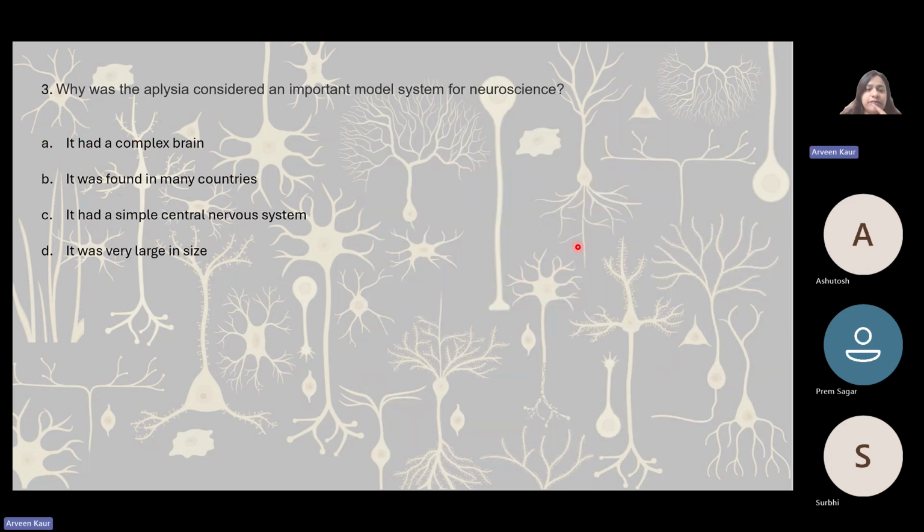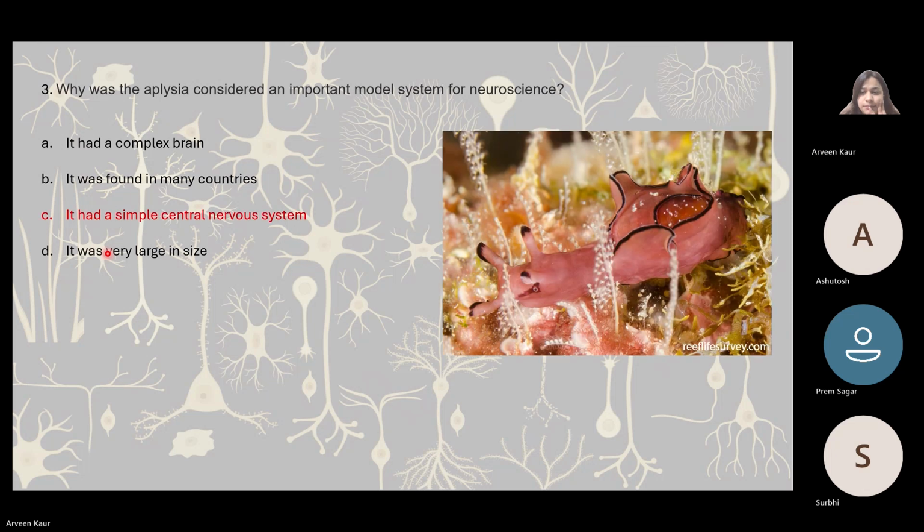Yeah. So moving forward, the next question, again, a very simple one, is why was the aplysia considered an important model system for neuroscience? A, because it had a complex brain. B, because it was found in many countries. C, because it had a simple nervous system. Or D, it was very large in size. So, which one of these would be the correct answer?